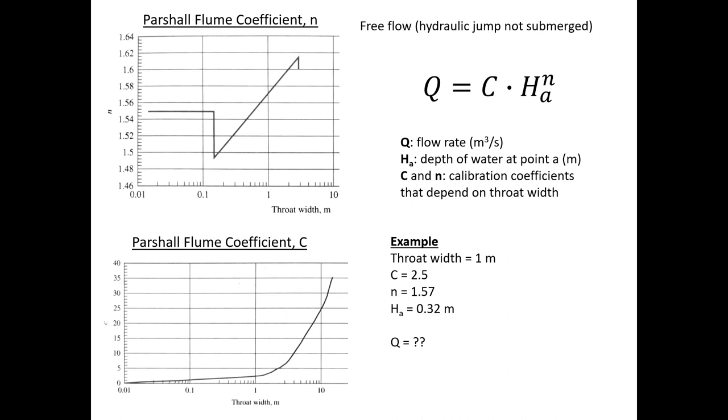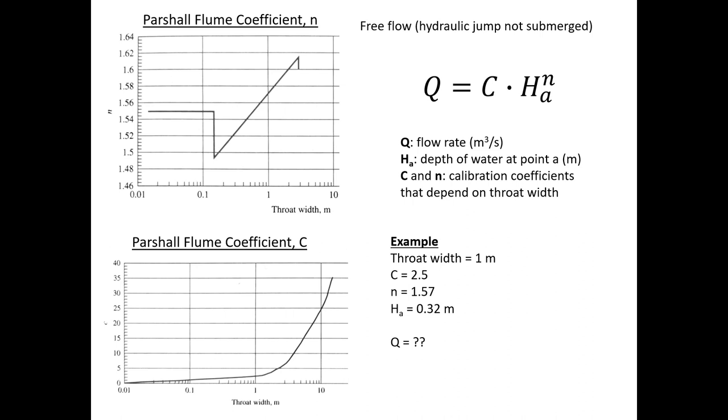Now, this equation is not dimensionally homogeneous. This is an empirical equation where, by dimensionally homogeneous, what I mean is that the units on the left-hand side of the equation are the same as the units on the right-hand side of the equation. And this is not a fundamental equation where you could know that you're getting cubic meters per second on the left-hand side of the equation, because all of the units on the right-hand side would, when combined, give you that.